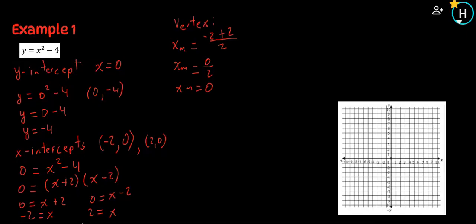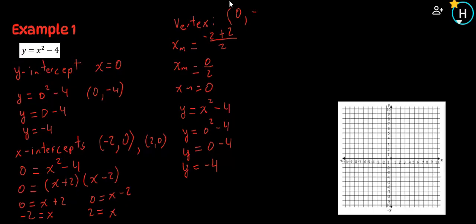To find the coordinate of y, we are going to substitute the value of x in the equation. y equals x to the second power minus 4. So y equals 0 to the second power minus 4. y equals 0 minus 4. y is equal to negative 4. So the vertex in this equation is x 0 and y negative 4.